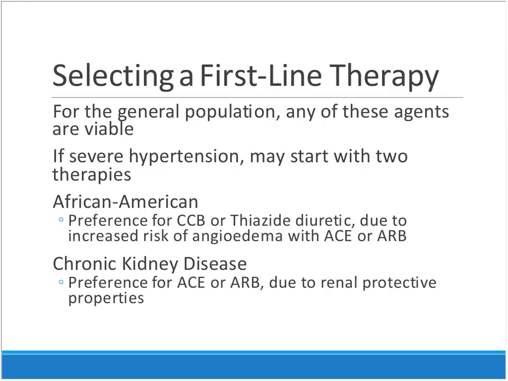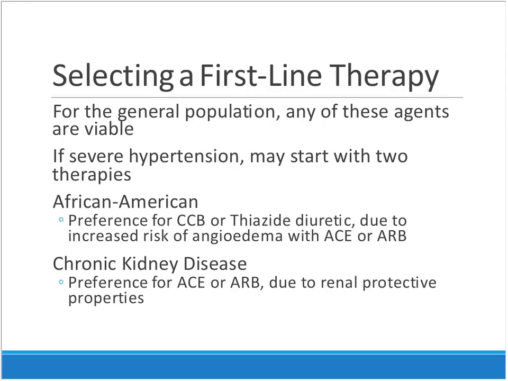There are a couple of considerations. The major ones that JNC8 suggests are African Americans. There's a preference for calcium channel blockers or thiazide diuretics, because, like I said earlier, ACE inhibitors and ARBs have that increased risk of angioedema, which is a pretty serious side effect for African Americans. On the flip side of that, there's a preference for ACE inhibitors and ARBs in patients with chronic kidney disease because of the renal protective properties.